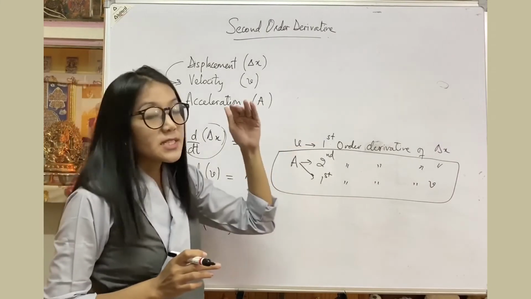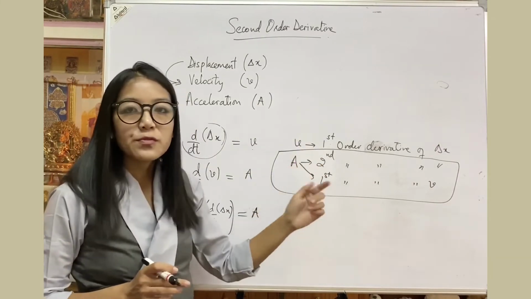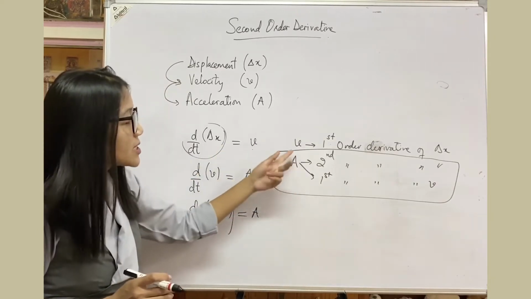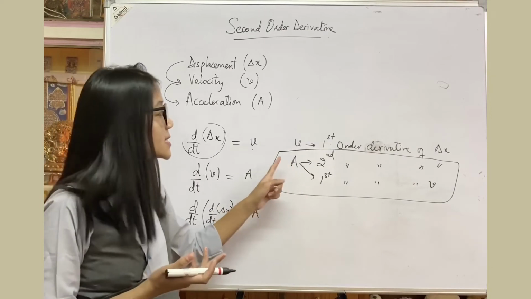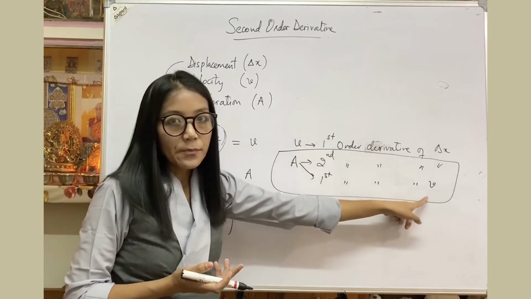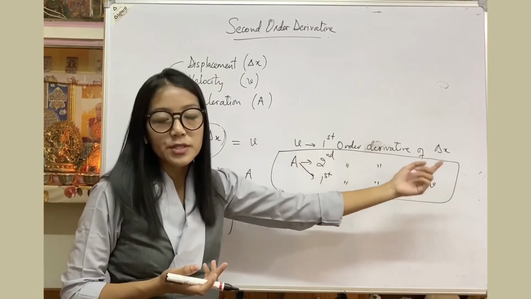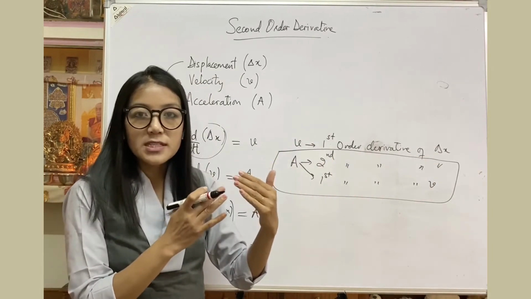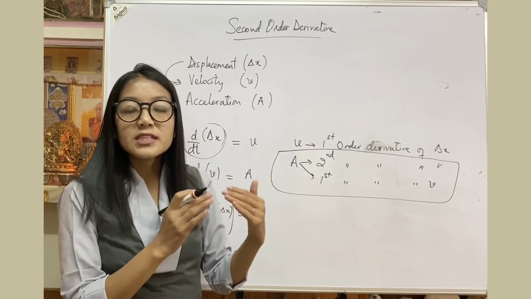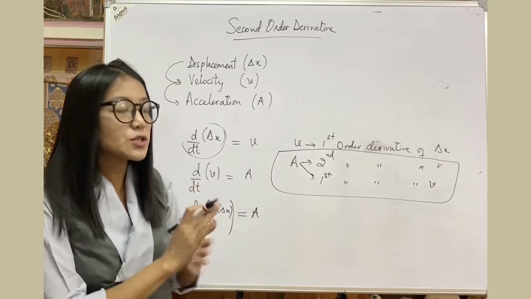When you differentiate displacement twice, you get acceleration, but when you differentiate velocity once, you also get acceleration. So you can define acceleration in two ways: acceleration is the first order derivative of velocity, or acceleration is the second order derivative of displacement. In both ways you can say it.